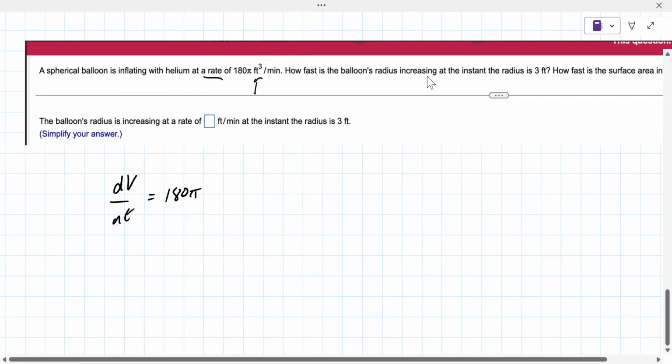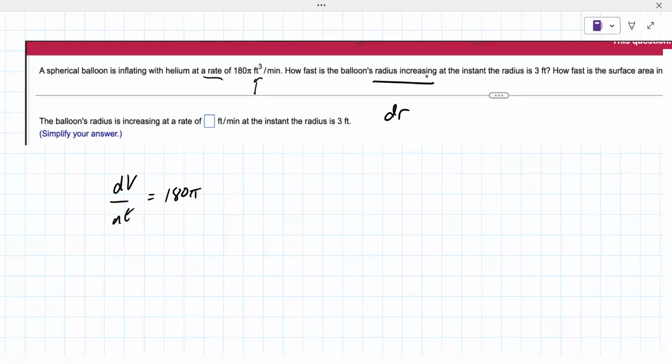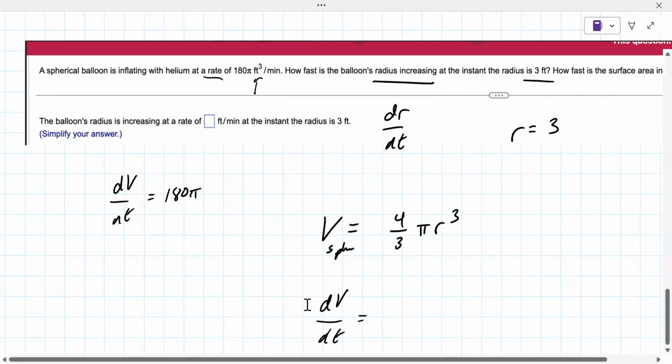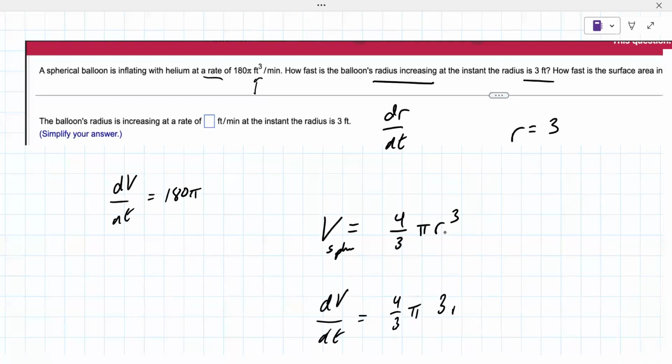How fast is the balloon's radius increasing? So we're looking for dr/dt when the radius is 3 feet. Now we need the formula for the volume of a sphere. Again, this is one you would get from a previous course. It's 4/3 pi r cubed. So you take your derivative, dV/dt. It's always with respect to time, by the way, it's always t. So this is 4/3 pi, and then the derivative of r cubed is 3r squared times dr/dt.